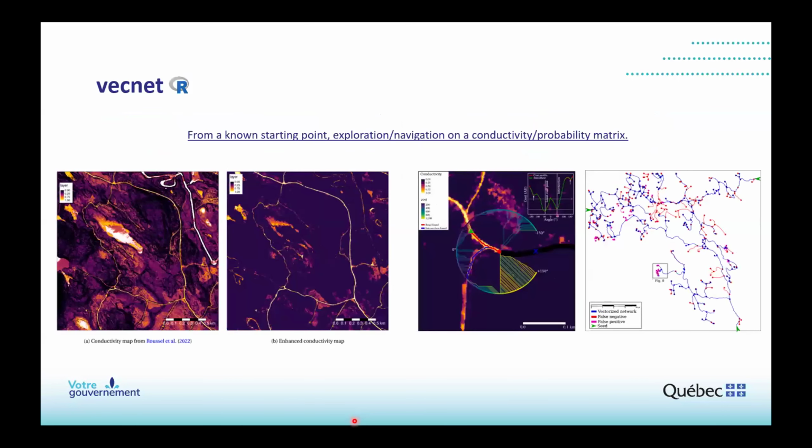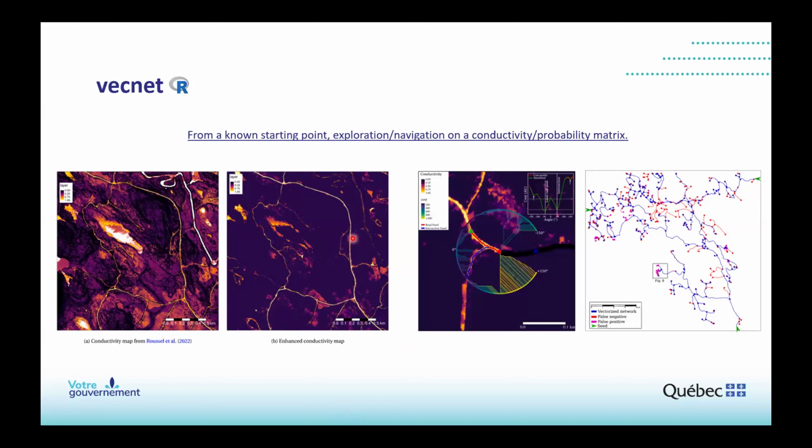And the last one, VectorNet. From a starting point, it will try to explore and navigate on a conductivity probability matrix. So if the algorithm starts over here and finds an intersection, it will take a break, research, and continue this path. And once it gets to the end of the road, it comes back and starts exploring.